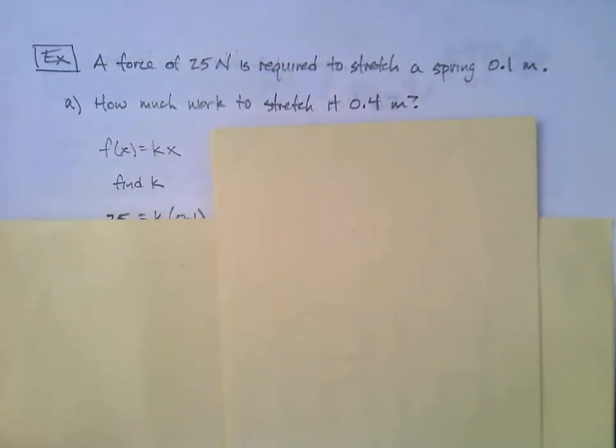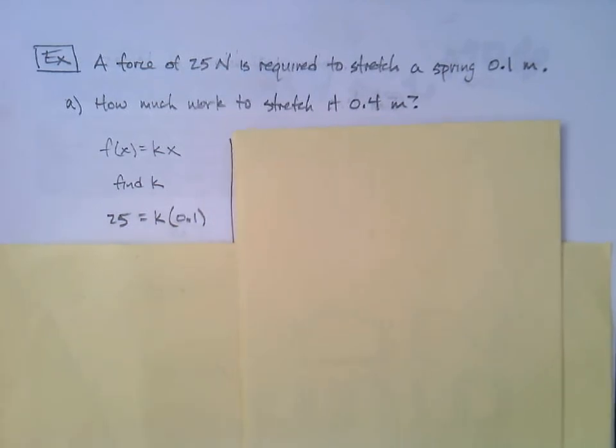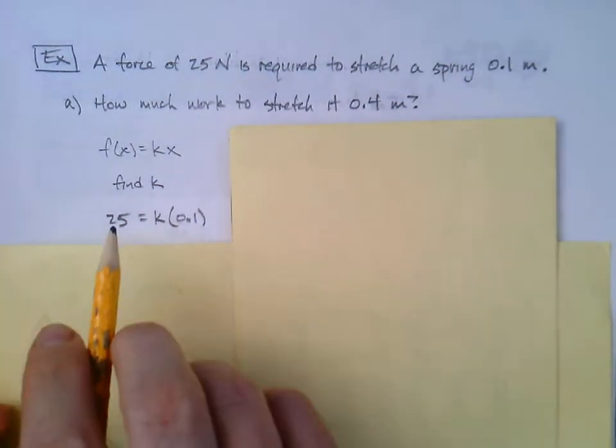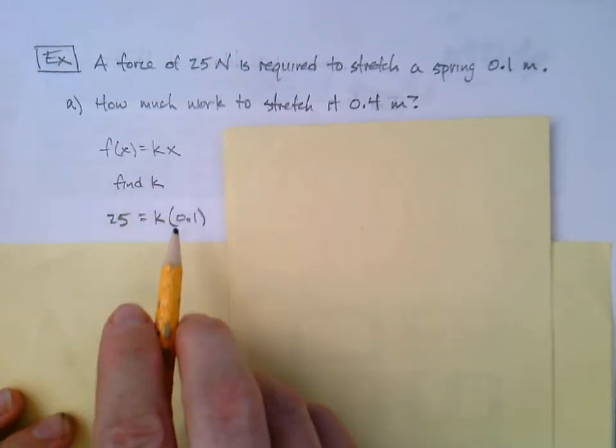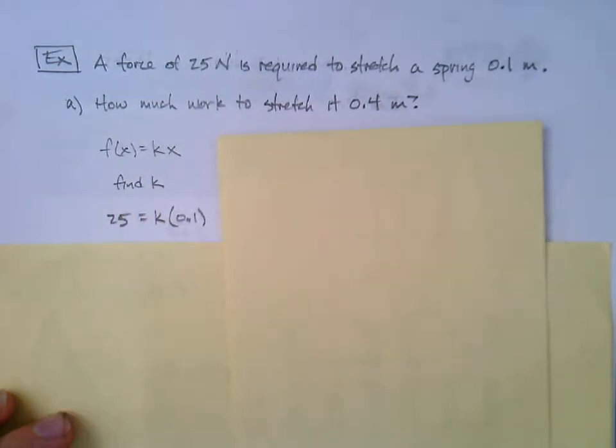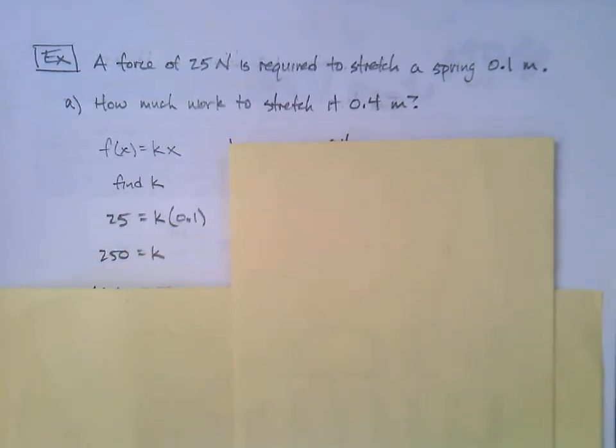So how is that? Well, the force is 25 newtons, and it stretched at 0.1, so that's x. So we can plug in 25 for F, 0.1 for x, and we'll be able to easily figure out the value of k for this particular spring. It's 250. Well, that's a pretty high value of k, and it's the first example we've seen, but 250, oh man, this must be a pretty tough spring.